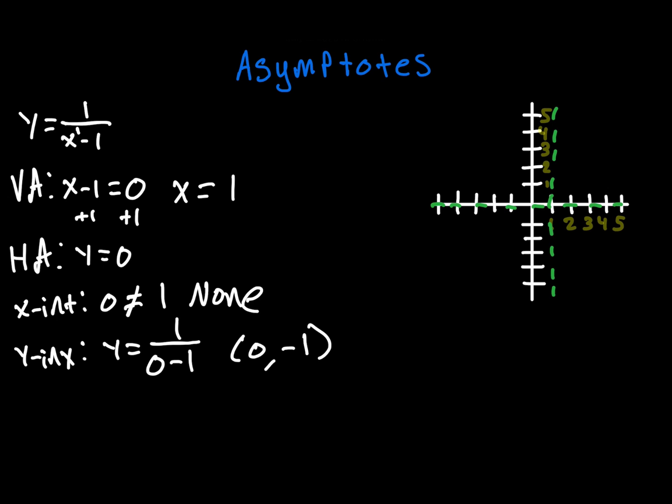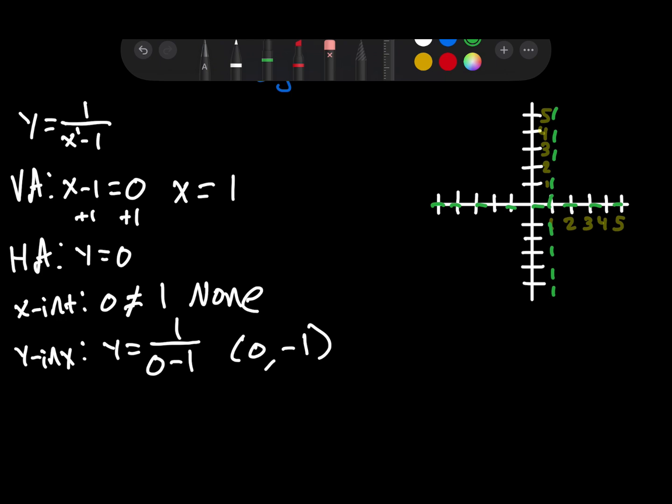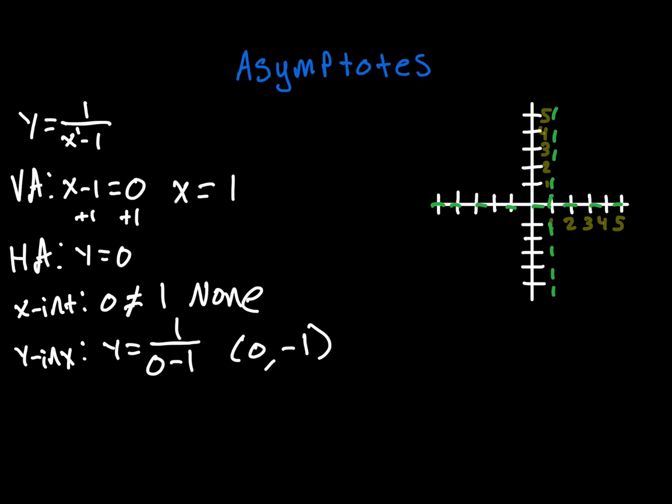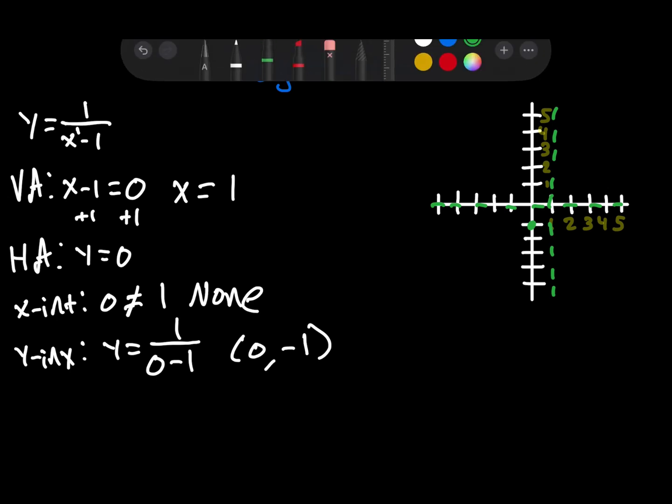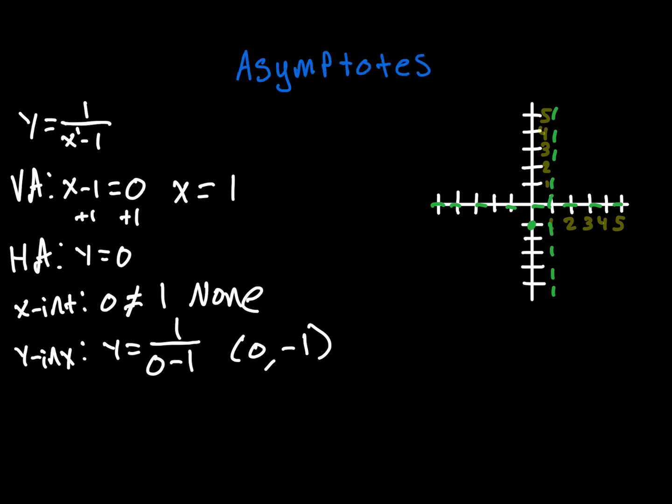Let's label our x- and y-intercepts now. Our x-intercept, which is none, and our y-intercept, which is at (0, negative 1), will be right over here. Now that we have 1 point, we still can't fully graph. We have to figure out different points to be able to graph.